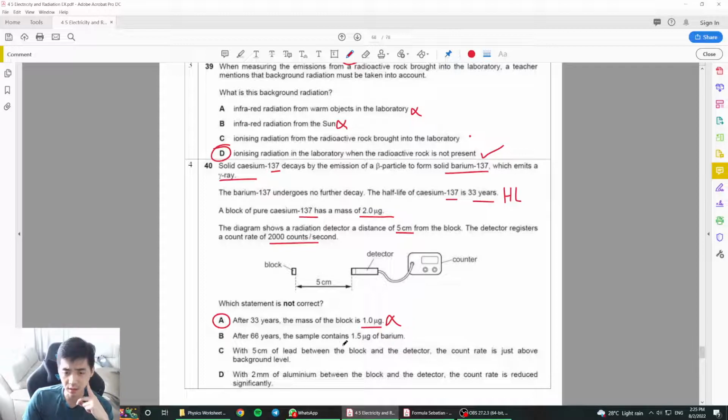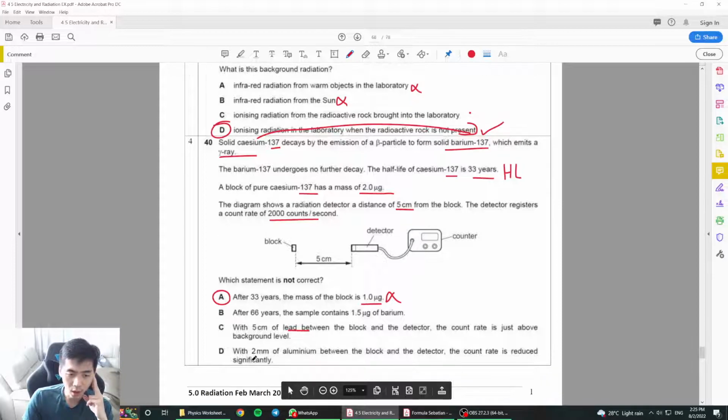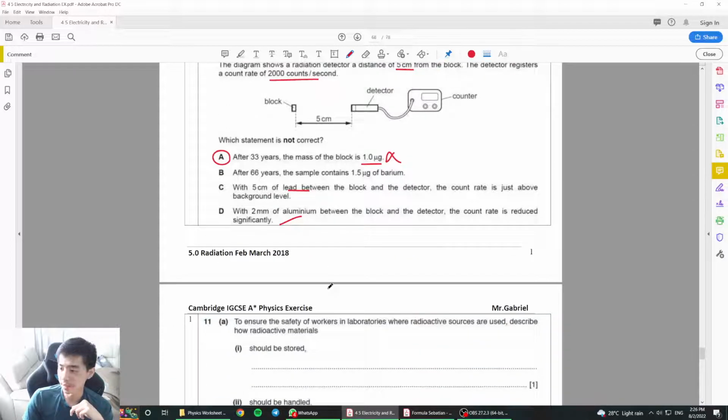After 66 years, the sample contains 1.5 micrograms of barium. Yeah, possible. It decayed from cesium to barium. With 5 cm lead between the block and the detector, the count rate is just above the count. Yes, definitely, because the lead blocks everything. With 2 mm of aluminium between the block, the count rate reduced significantly. Yes, because it will block. It is actually going to block all the other radiation as well. Okay, so A is the definite answer here.